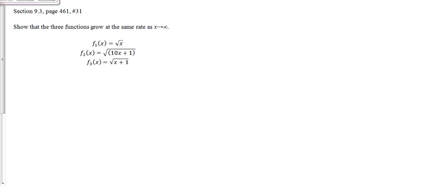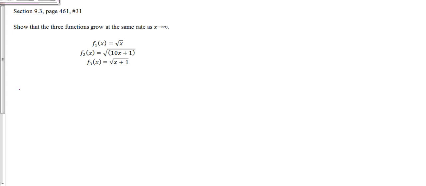Now, the only tools that I have to examine how functions grow compares two functions at a time. But if I can show that f1 and f2 grow at the same rate, and f1 and f3 grow at the same rate, then I can use transitivity to show that f2 and f3 must therefore grow at the same rate. So I'm going to compare these functions in pairs, and I need to show that the limit as x goes to infinity is equal to a non-zero constant for both pairs of functions. It doesn't necessarily have to be the same constant.